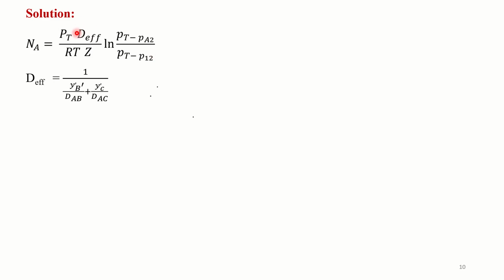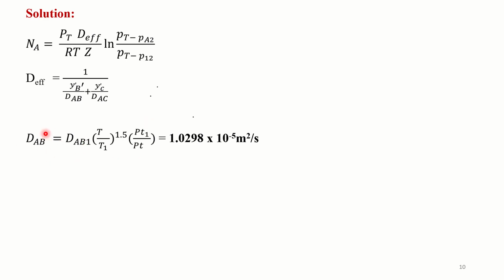As I mentioned, let me explain how to calculate effective diffusivity. The formula is 1 by (YB dash by DAB plus YC dash by DAC). Both YB dash and YC dash are given. DAB and DAC are also given, but in the problem statement these two data are given at a different temperature and pressure, and using the relation between diffusivity, pressure and temperature, we can find the required DAB and DAC at the process temperature and pressure. So that is what is shown here.